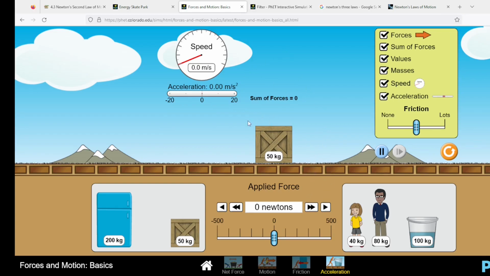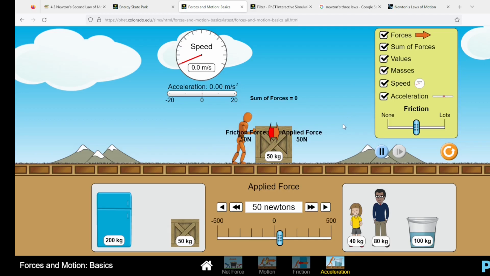So right now, what do we got on the object? The sum of forces on it is 0. Well, we're not doing anything to it. And the object's just sitting there. Is that consistent with Newton's first law? Objects at rest remain at rest unless acted on by a force. Well, this thing is just sitting there at rest because it's not being acted on by any force. Okay, well, let's go ahead and put a force on it.